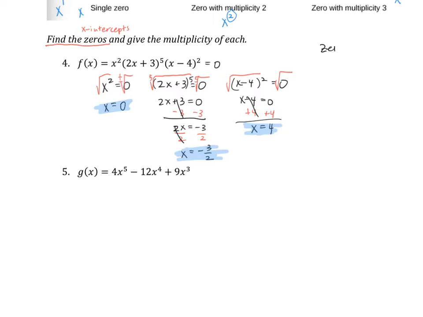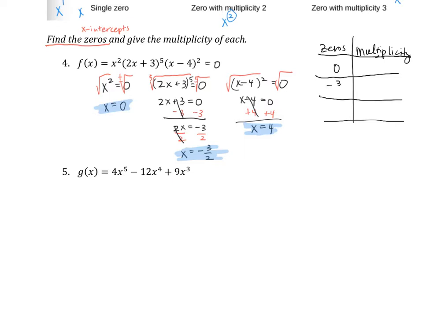The zeros and the zeros' multiplicity. Okay, so the first zero we found was 0. The next zero we found was negative 3 halves. And the last zero was 4.